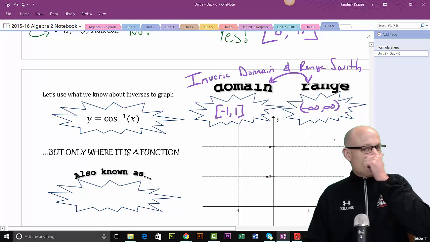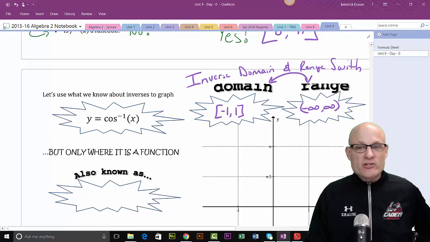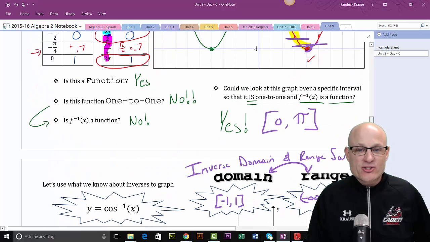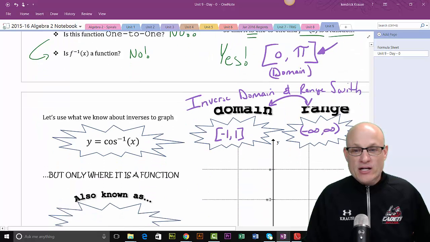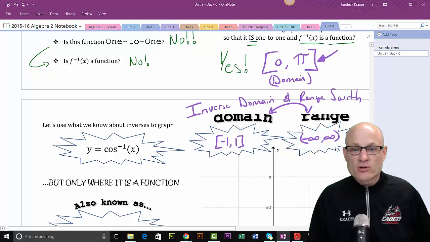But didn't we just say up here, in order for it to be a one-to-one function, we had to restrict the domain from 0 to pi? So if this is the domain being restricted, then we're not going to talk about this as our range. Our new range would be from 0 to pi.